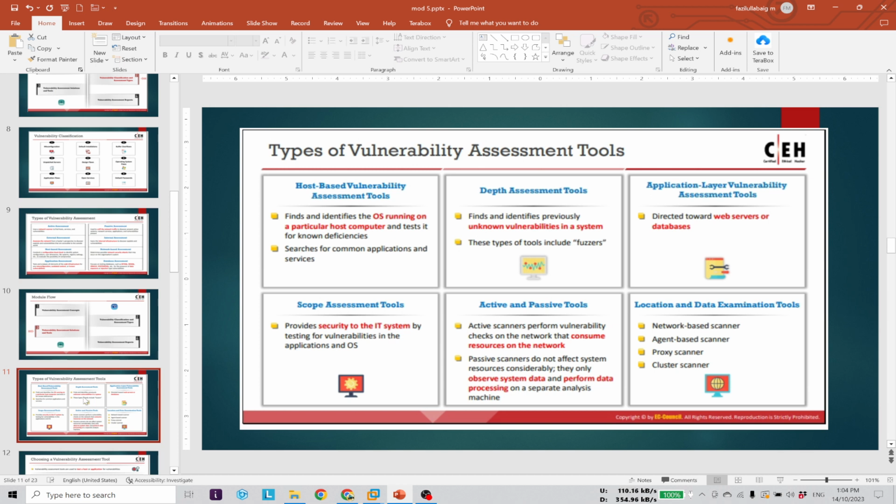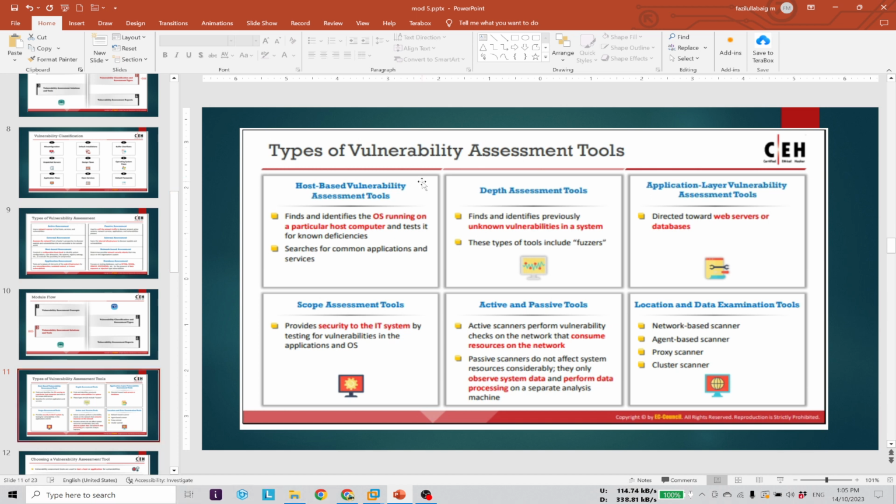So here we can see host based vulnerability assessment tools. Host based, as I told you, means operating system based. There are some tools that will check for any flaws, misconfigurations or vulnerabilities in our system. Right now they have not given them in the syllabus, but we can get them on Google. Many tools are available. And for depth assessment tools, here they have given one example.